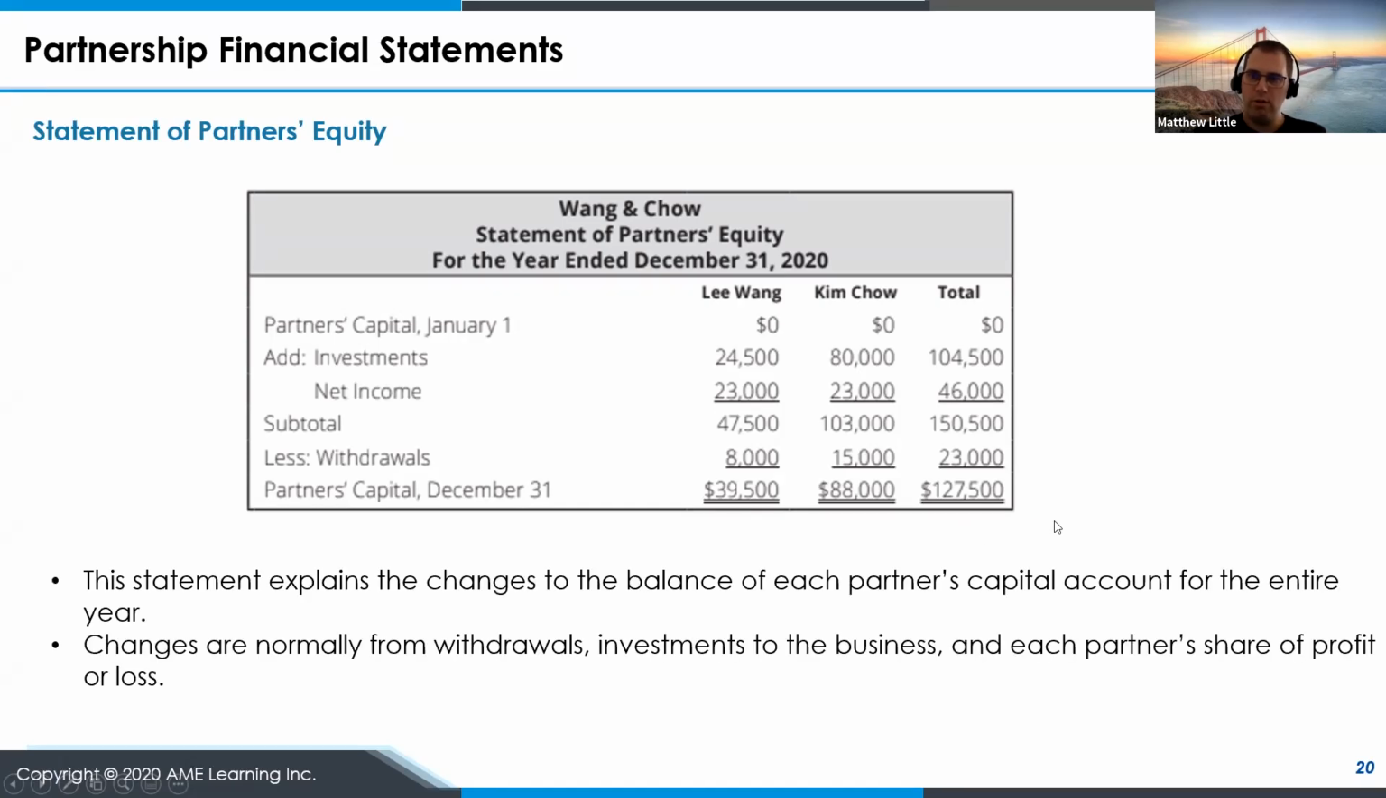So this schedule is created in order to demonstrate the change in the balance of the partner's equity from opening of 0 in this case to their closing specific amounts. Any changes in partner's equity are typically due to withdrawals or investments, and then obviously each partner's share of any profit or loss for the year.